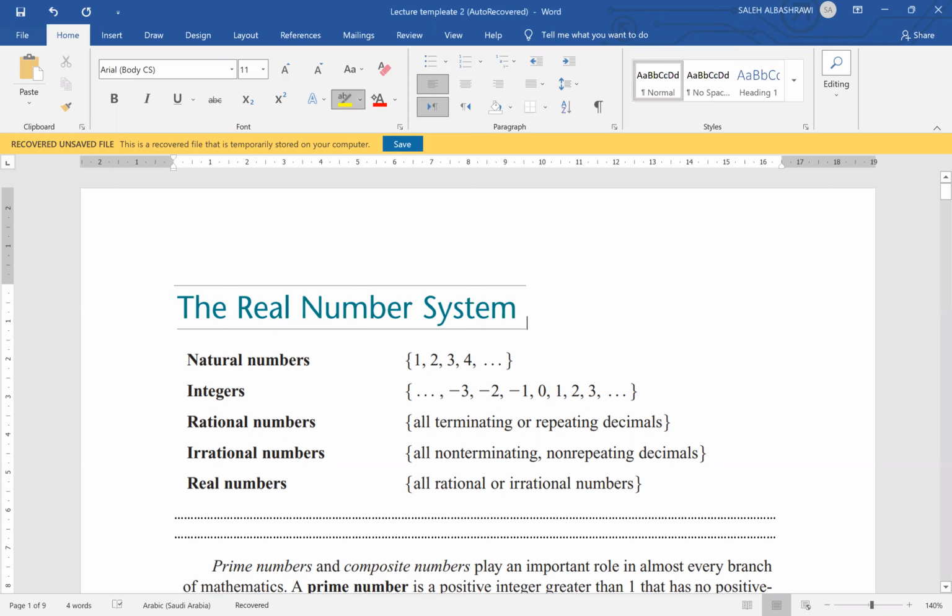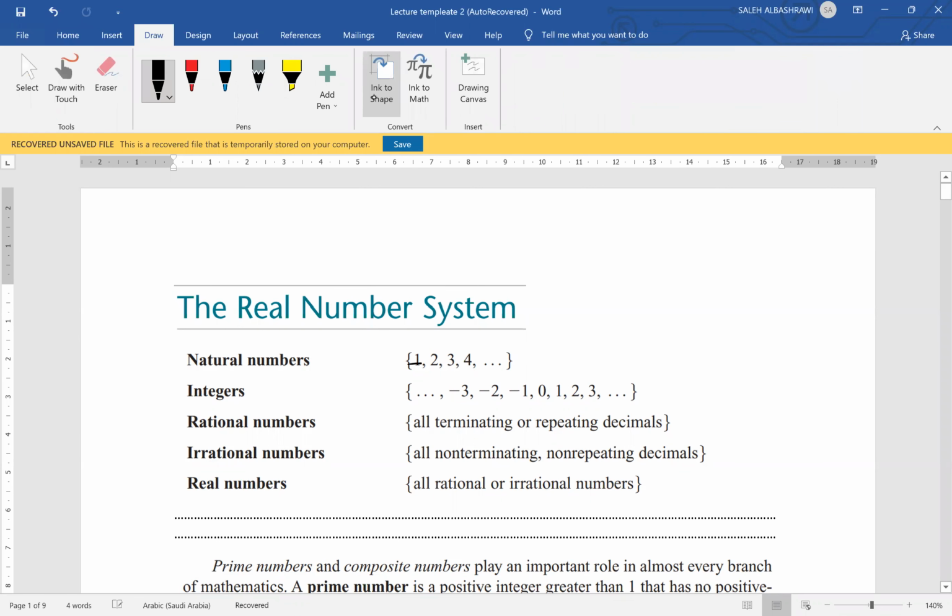We call this list starting with 1, 2, 3, 4, 5, 6, 7, up to infinity the natural number set, or natural numbers. So this set starts with 1, not 0. The smallest number is 1, then 2, 3, 4, and these are called the natural numbers.